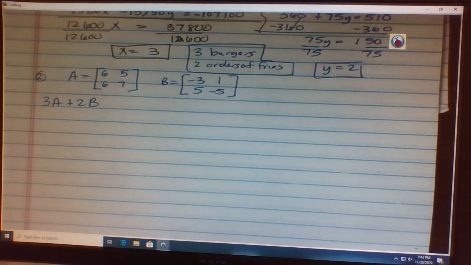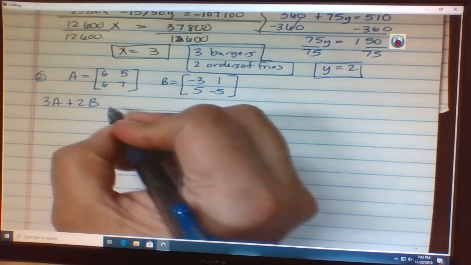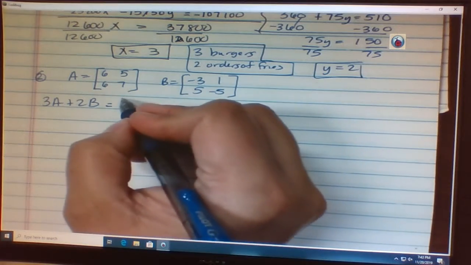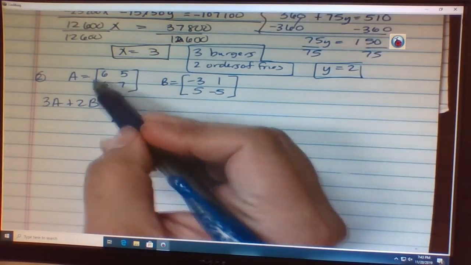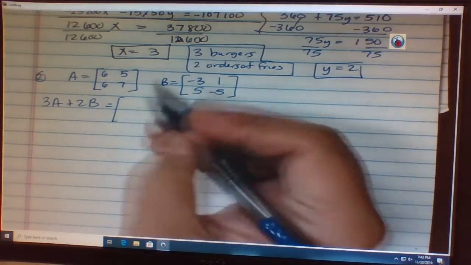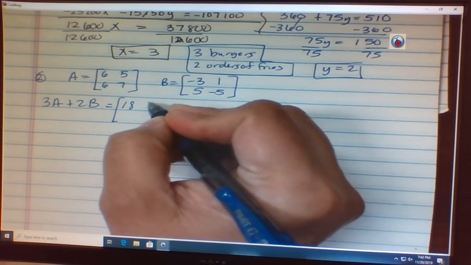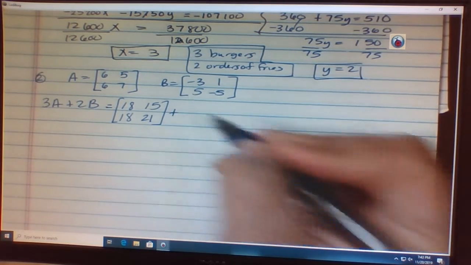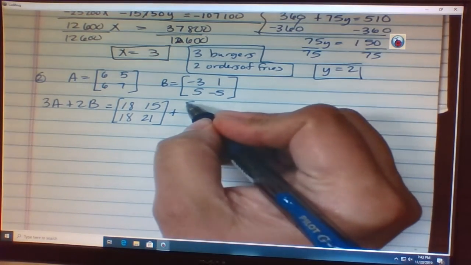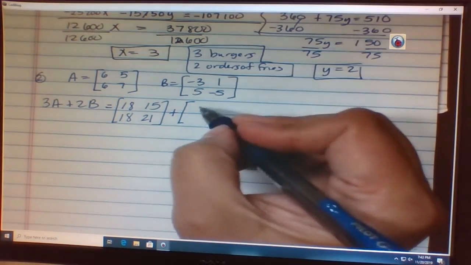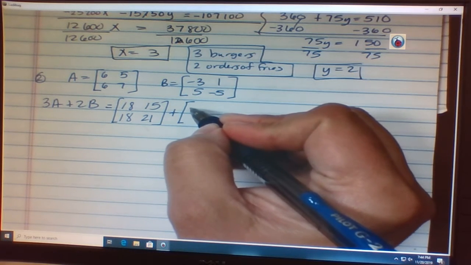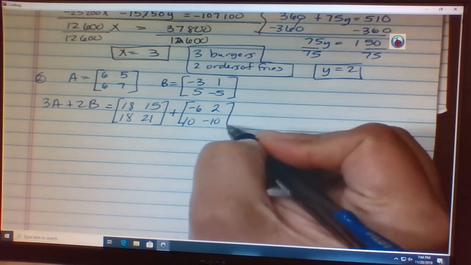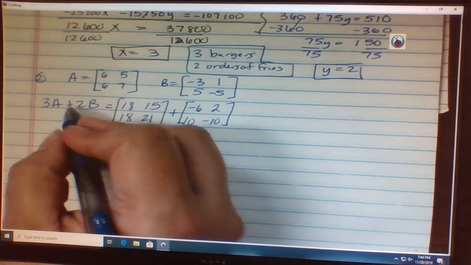So in scalar multiplication, what do we have to do? 3 times everyone in your A. So this is A. Multiply everything inside by a 3. So this becomes 18, 15, 18, and 21. Perfect. Then for the B, I have to multiply everything by 2. So what do I have here? Negative 6, 2, 10, negative 10. Very good.